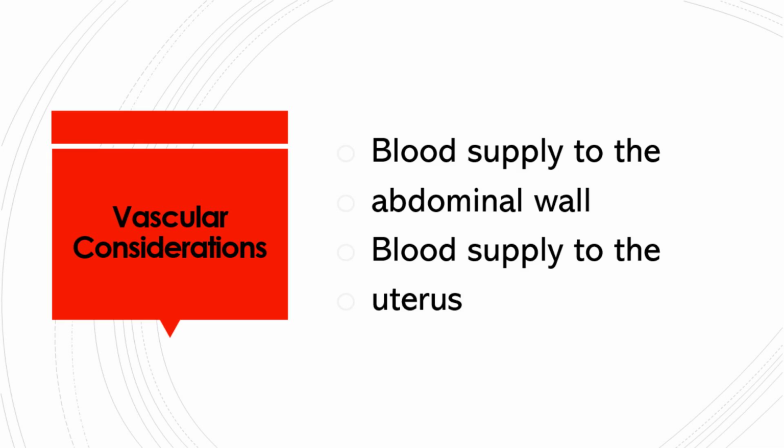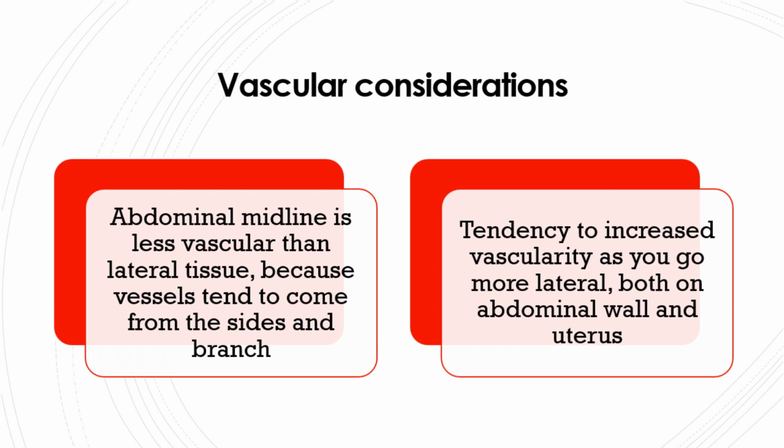The surgeon must know the blood supply to the abdominal wall and the uterus. The abdominal midline is less vascular than lateral tissue because vessels tend to come from the sides and branch.